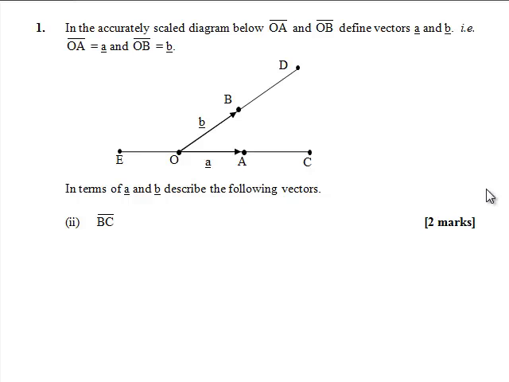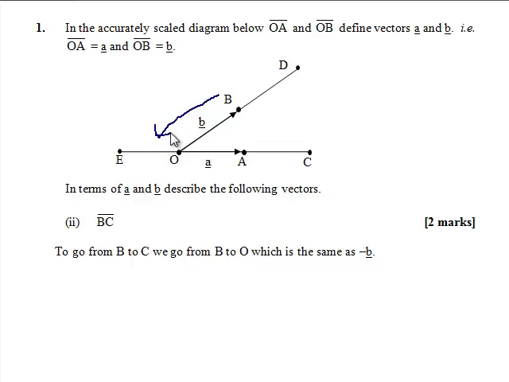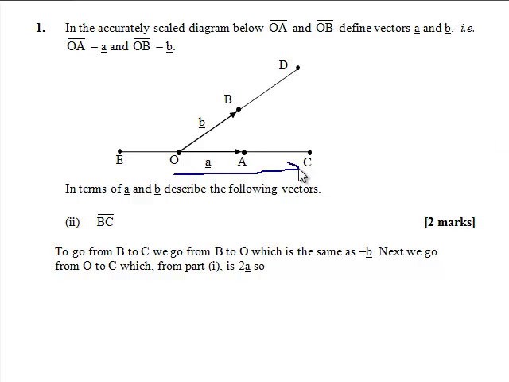Part 2, B to C. Well, we're starting here at B and we want to end up here at C. So the first thing we have to do is to go from B to O. Now look at B, it goes from O to B, but we're going from B to O. So that's the same as minus B. The next step we have to take is from O to C, which as we saw in the previous answer is equal to 2A. So that means the vector B to C is actually equal to 2A minus B, and that's the answer for part 2.